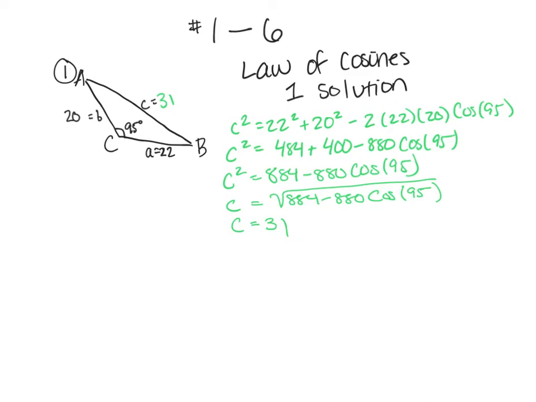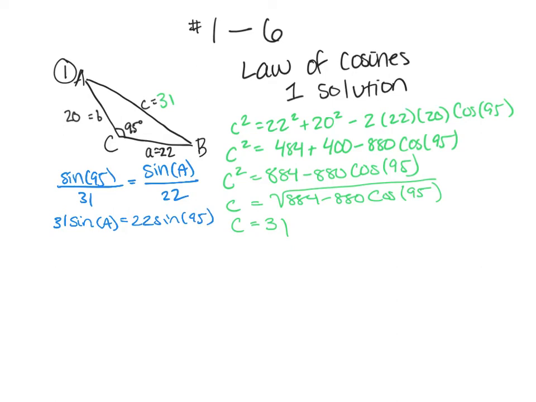And now that I look at this, I go, okay, I can do law of cosines again. However, law of sines is kind of faster, so that's what I'm going to do. I'm going to solve for my angle A and set up my law of sines. So I'll use sine of 95 over 31, my pair of C, since that's what I know, is equal to sine of A over 22. From here, I will cross multiply. 31 times sine of A is equal to 22 times sine of 95. I divide both sides by 31.